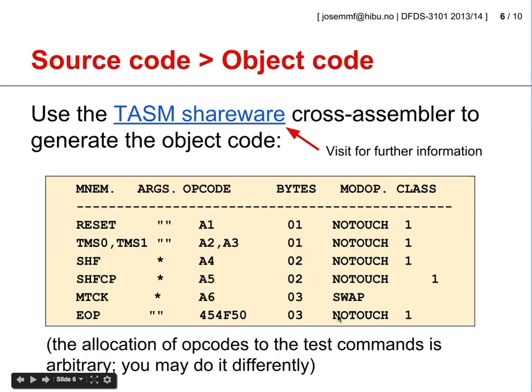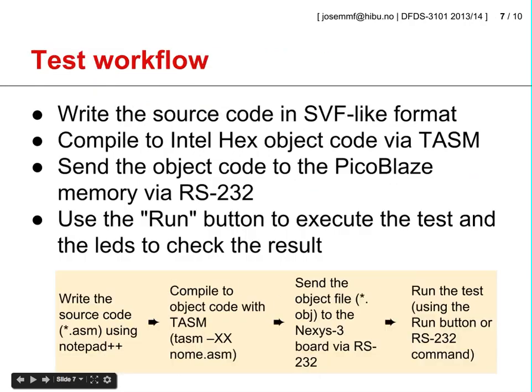Please read the information about the TASM cross-assembler to understand the meaning of the remaining fields in this table. Now, the test workflow comprises 4 steps, so we will start by writing the test program using the source code in SVF-like format. This source code will be compiled into object code using TASM, which generates a file containing the object code in Intel X format. That is to say, the object code is actually a text file that comprises the object code in this format.